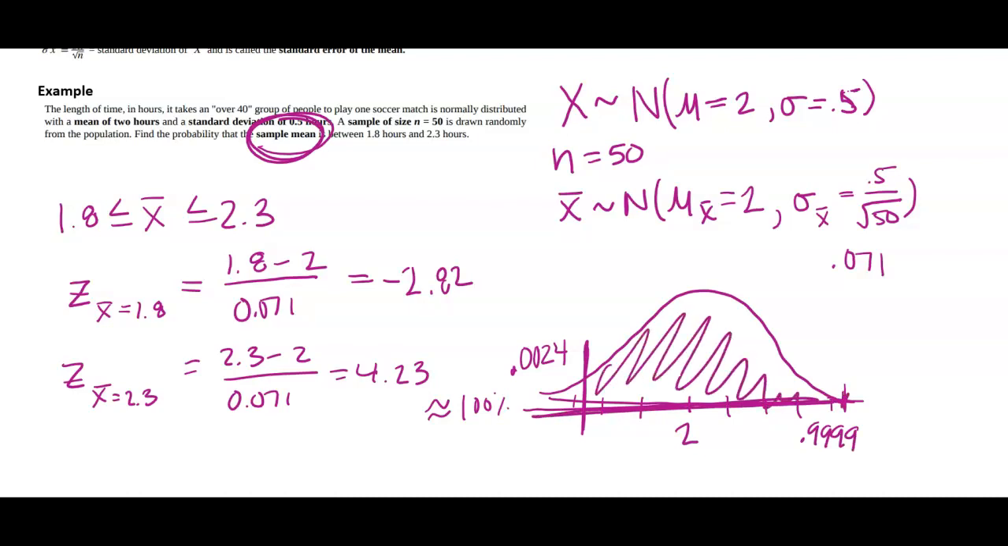It's going to be almost the entire distribution. So 0.9999 minus 0.0024. This probability here is 0.9975.